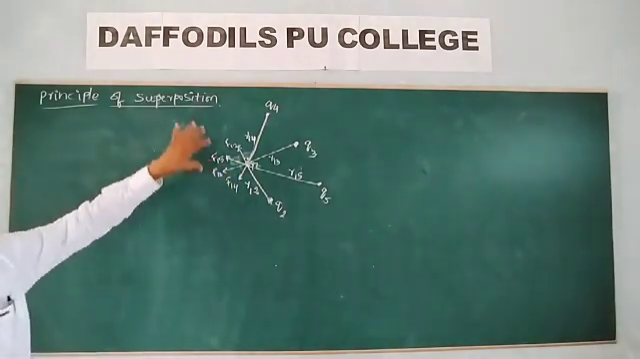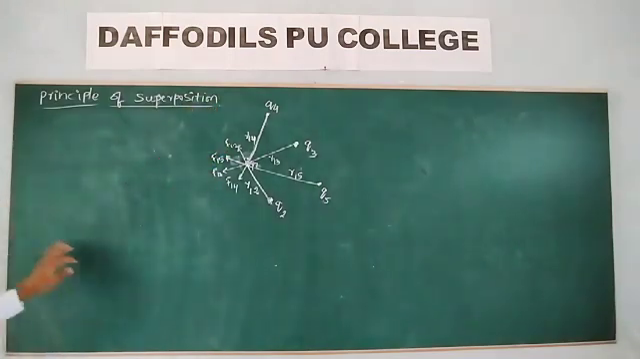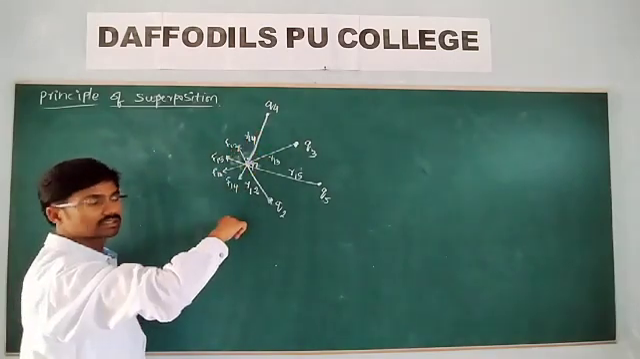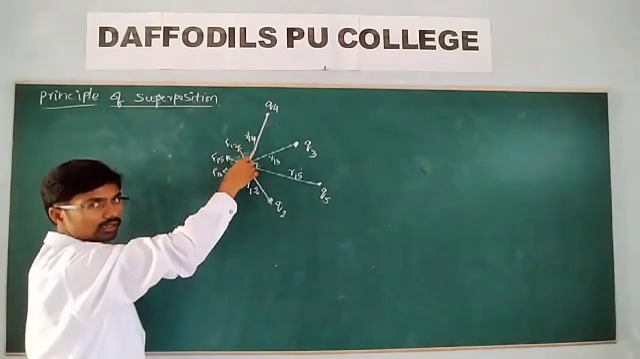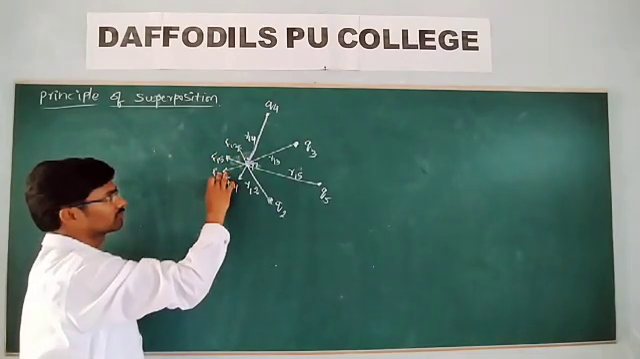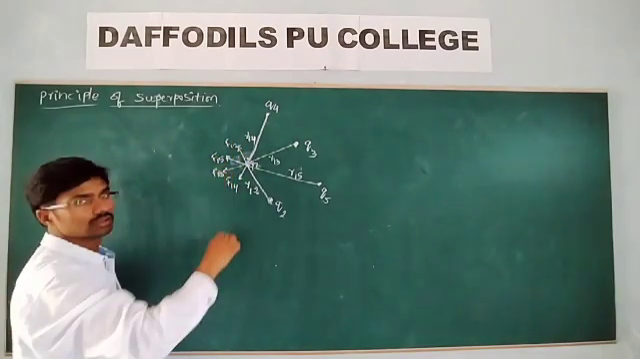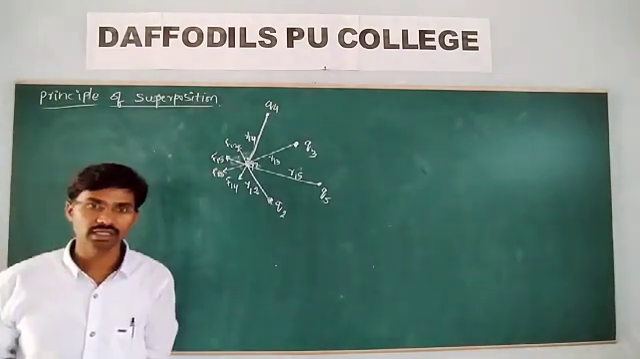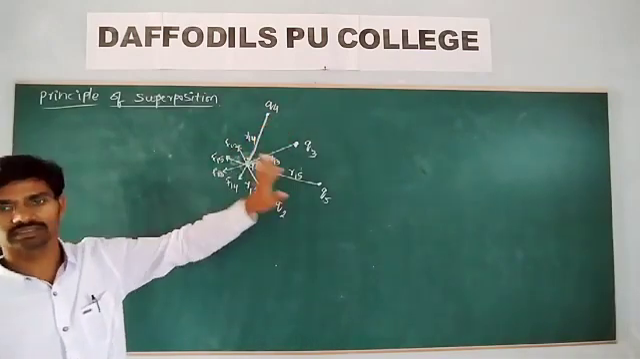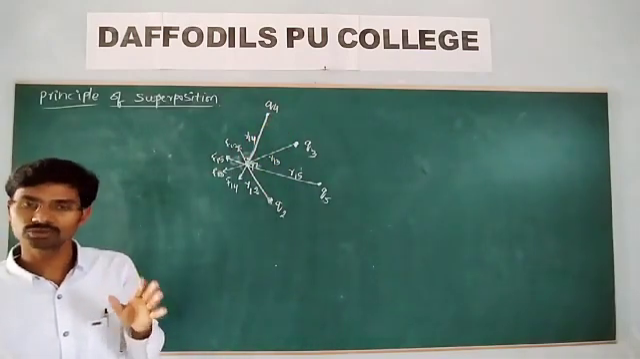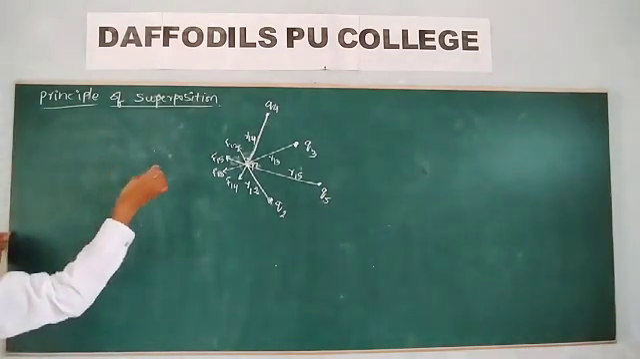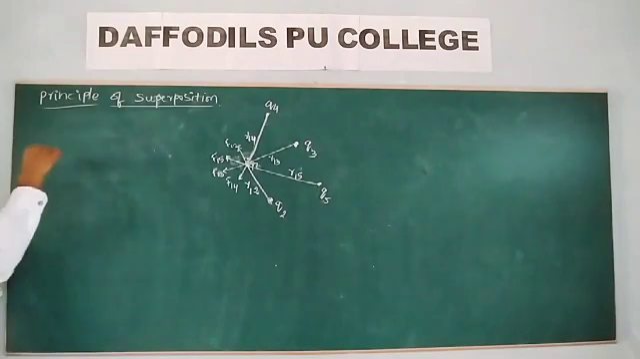But when you have a number of charges, what is the resultant force on the charge? You should not directly add F12 plus F13 plus F14 plus F15. Should not add. Then what will be the resultant force here? The vector sum of the forces due to the individual charges. That is the principle of superposition of forces.